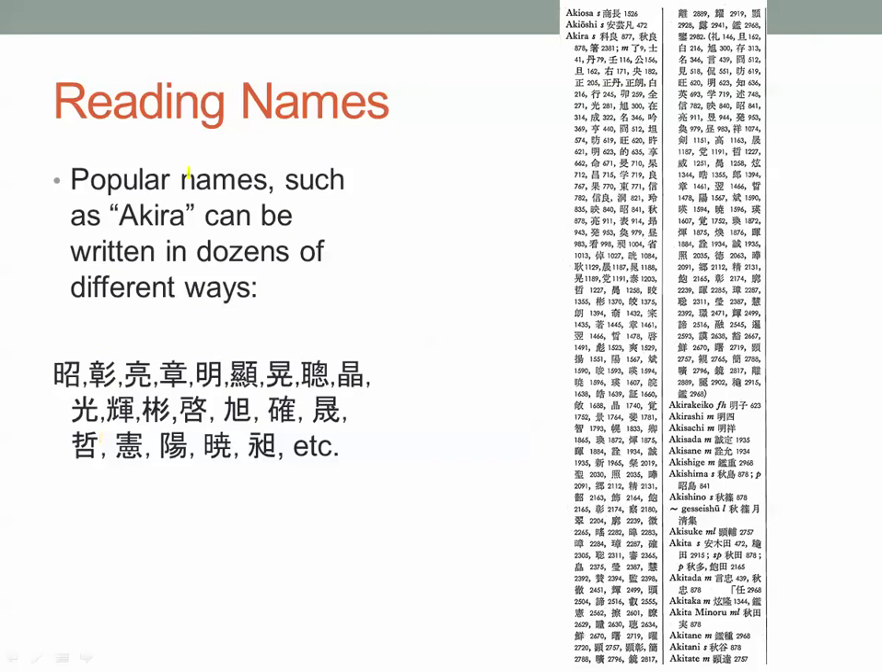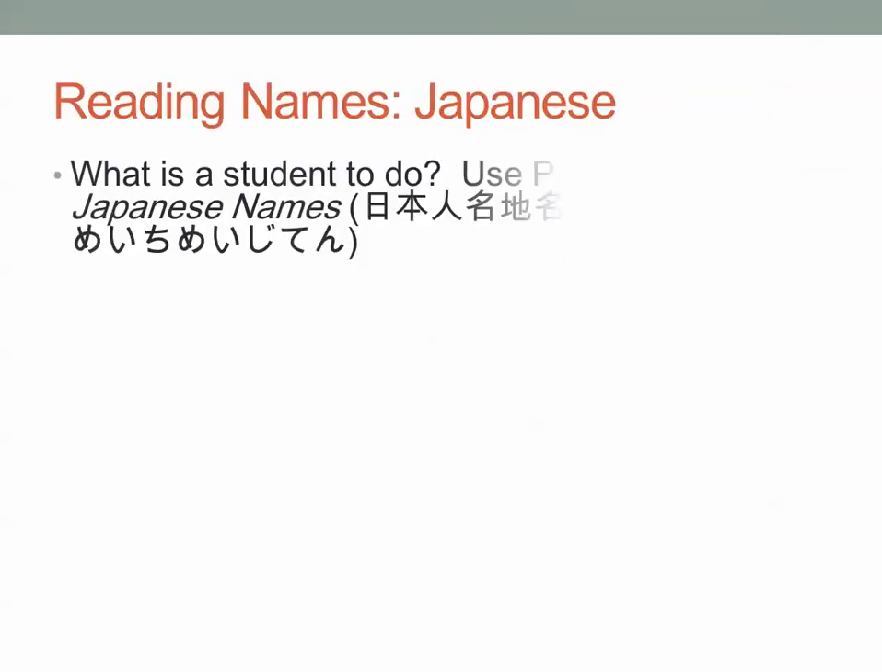Look at that. It starts up here at the top, Akira. How many different characters can be used to write the name Akira? Look at that list. It is downright scary, and it's not entirely exhaustive. Though the characters that appear there have some standing in history. In other words, somebody somewhere at some time used those characters to assign the name Akira to their child. So you can see how difficult names can be.